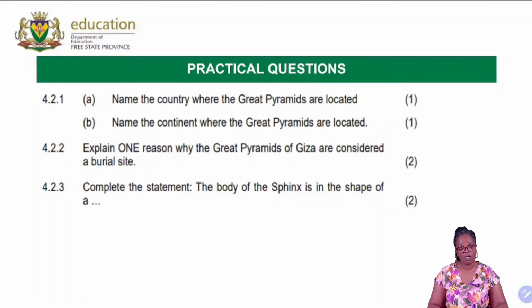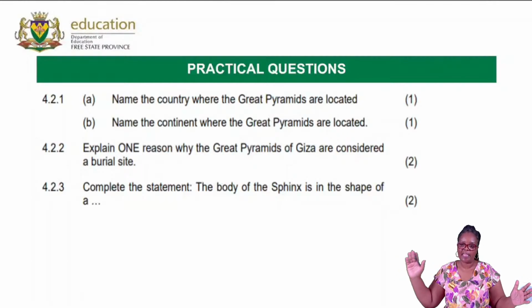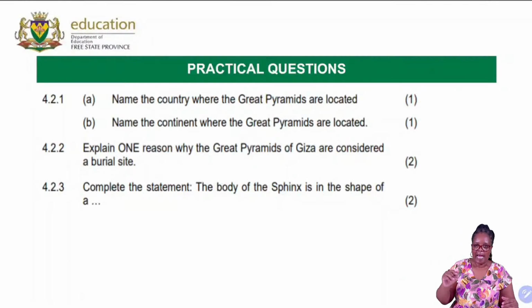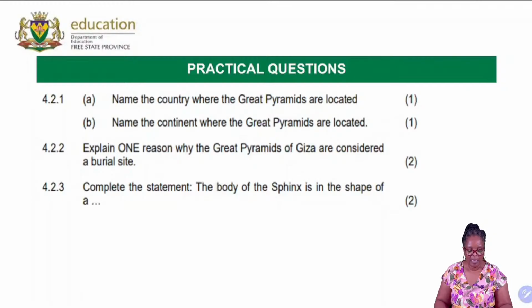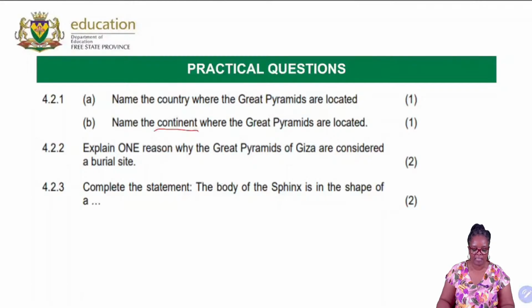We talk about this. I'm sure you've done your homework, whereby you have to do a table with 5 columns about all the 13 World Heritage icons. So here we are. You have to name the country where the pyramids are located. The country there is Egypt. If you have Egypt, then you got it right. Number B, name the continent where the Great Pyramids of Giza are located. What is the continent? It's Africa. It says here, give one reason why the Great Pyramids of Giza are considered a burial site.